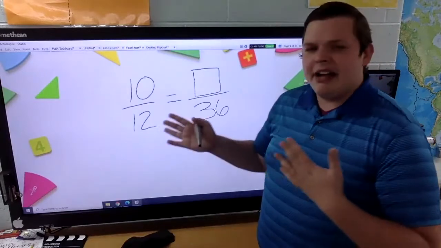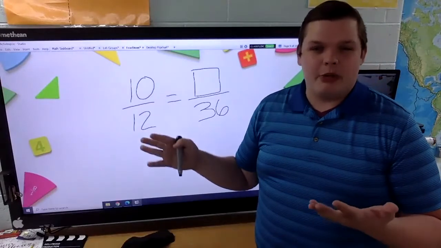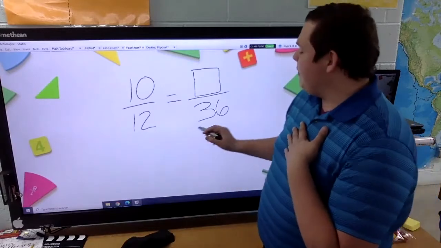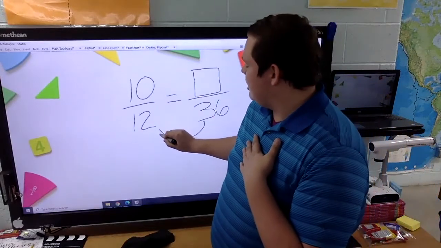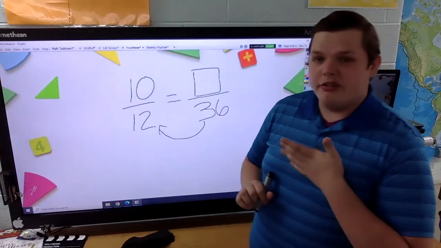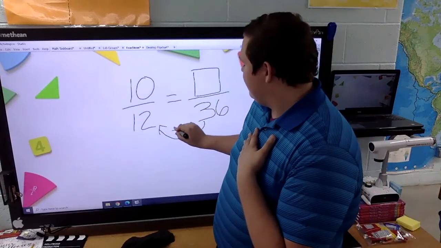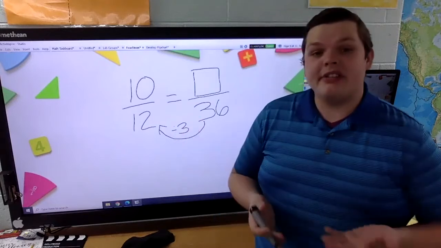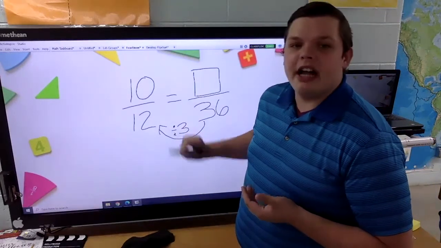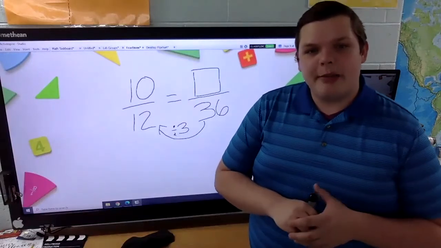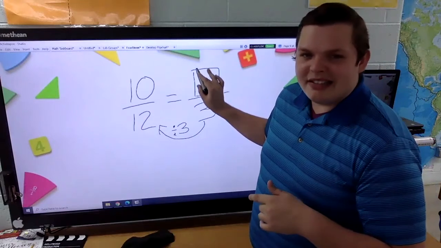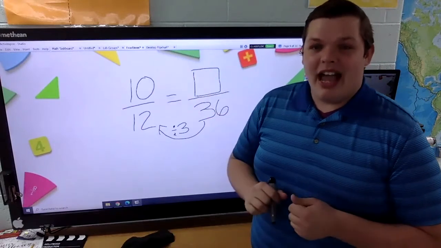So I don't know if 12 times something equals 36 off the top of my head. So I'm gonna go backwards. 36 divided by 12 is 3. Or 36 divided by, it looks like minus on the screen up there. I've got bigger dots, I promise. 36 divided by 3 is 12, which means whatever's in this box divided by 3 has to equal 10.